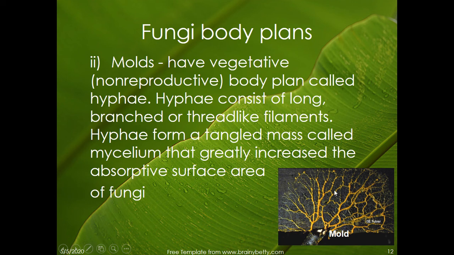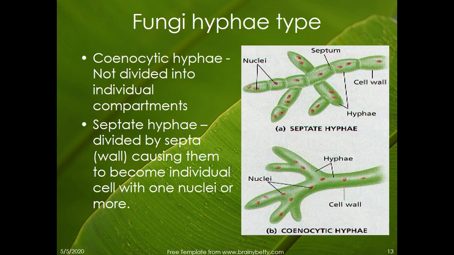This mycelium functions to increase the absorption surface area of the fungi so that they can get more organic source. There are two types of hyphae. We have coenocytic hyphae and also septate hyphae. For coenocytic hyphae, as you can see over here, they are not divided into individual compartments. It is a single coenocytic hypha.